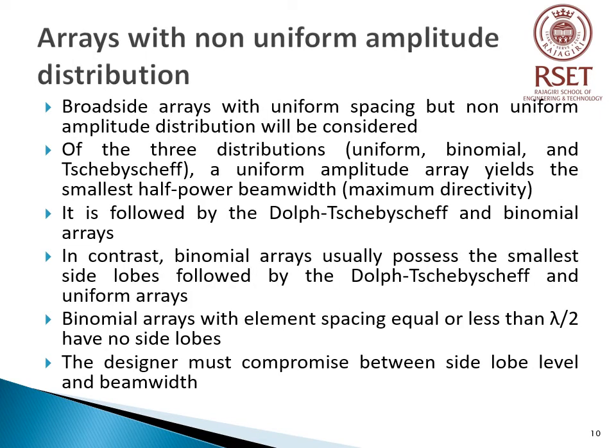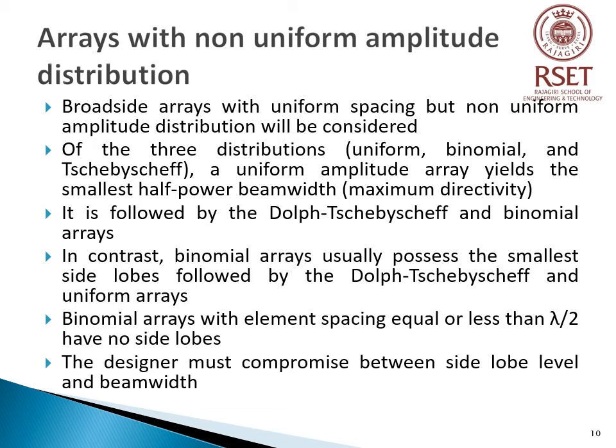So till now we have been considering arrays with uniform amplitude distribution. That means all the sources are fed with the same amplitude current. Now we are going to deal with arrays with non-uniform amplitude distribution, that is, uniform spacing but non-uniform amplitude distribution. We were previously considering uniform distribution. Now we are going to see more about other distributions, that is, binomial and Chebyshev.